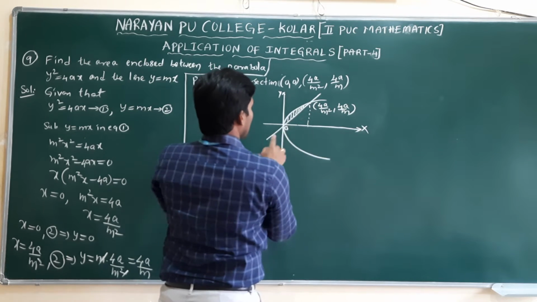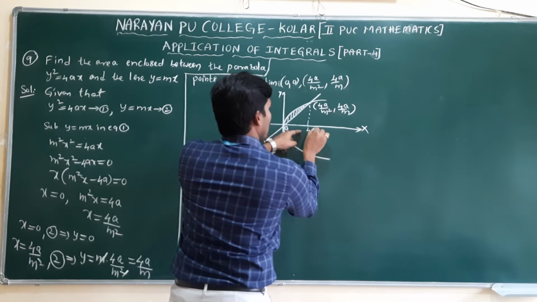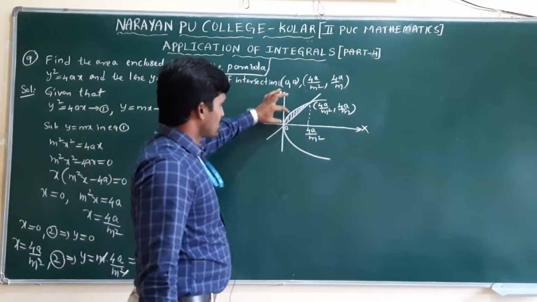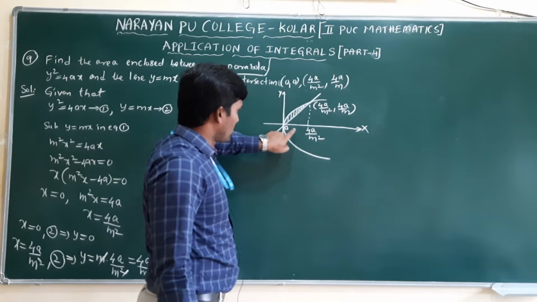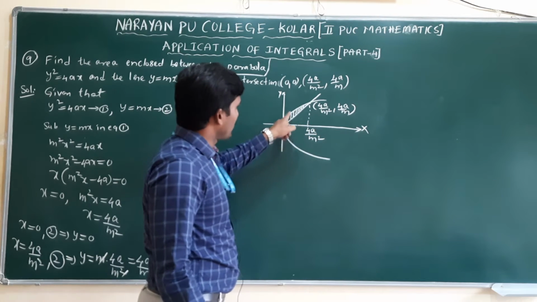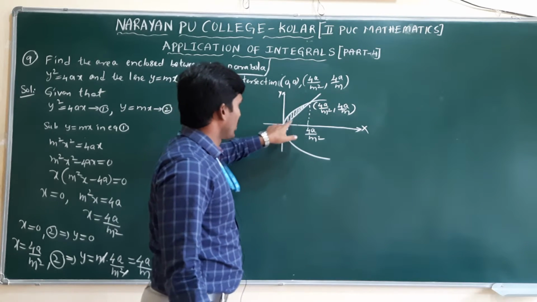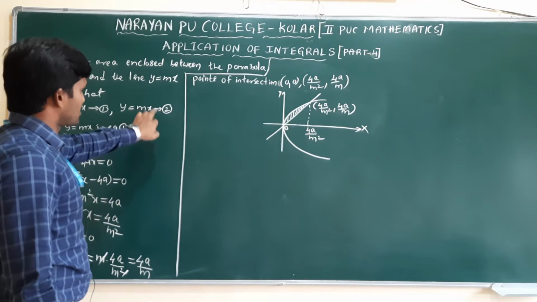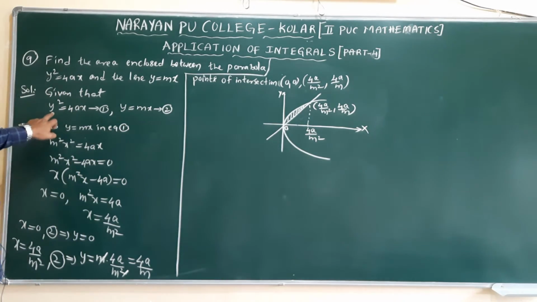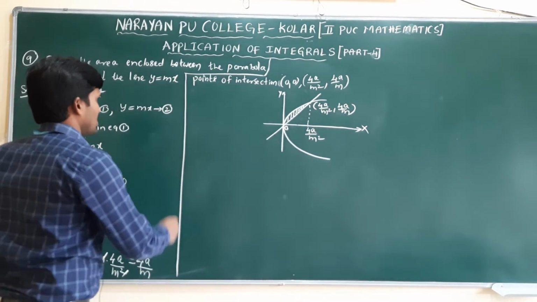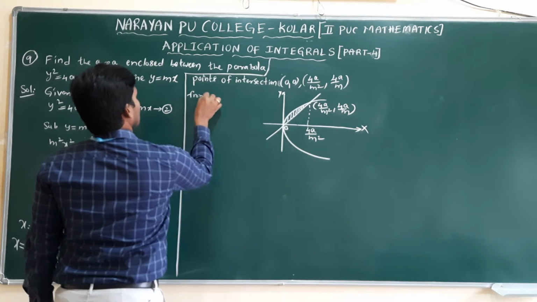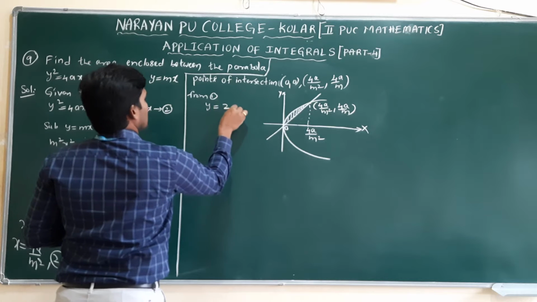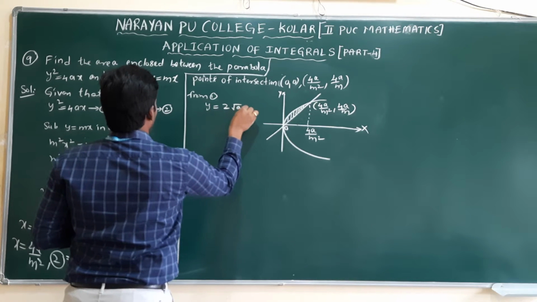Now, your limit from this point is clearly what you will get? 4a by m square. The limits of this region are what? From 0 to 4a by m square. Upper one is a parabola, lower is a line. But here, for the line, y is in terms of only x. But for the parabola, we need to convert y values in terms of x. That's why from 1 I will find the y value. Square root on that side, root 4 means 2 root a root x.